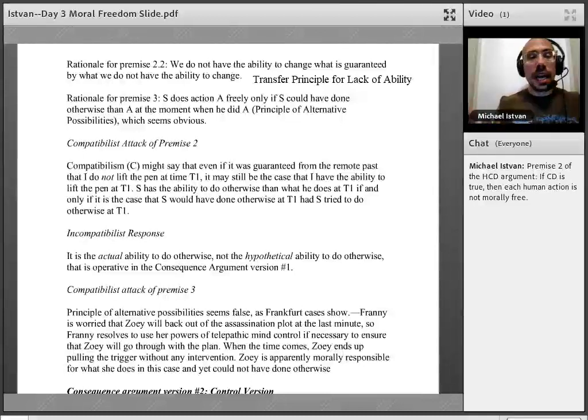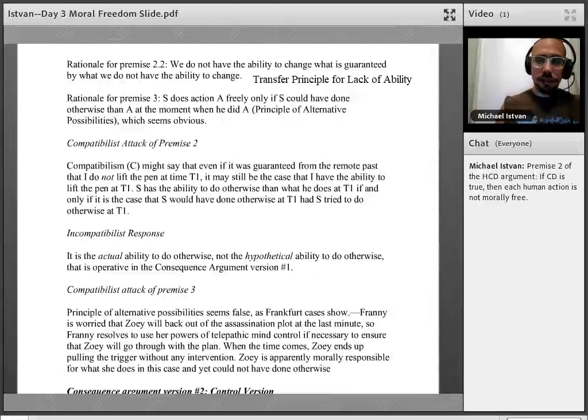That's a formal way to express the transfer principle for lack of ability. If a certain proposition P is true, and we don't have the ability to change whether it's true, and if Q is guaranteed by P, and we don't have the ability to change that, then Q is true, and we don't have the ability to change the fact that Q is true. In more commonsensical terms, we don't have the ability to change what is guaranteed by what we don't have the ability to change.